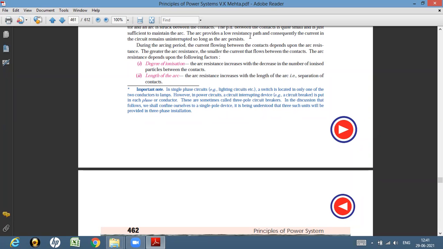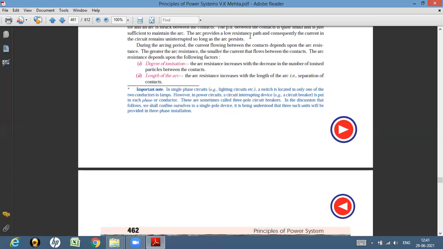So to increase the resistance, there are three important terms that you should keep in mind. Number one will be the degree of ionization, number two will be the length, and number three will be the area of cross section. The length of the arc I have already explained to you: if you increase the length between the moving contact and the fixed contact, the length will increase, and since this length is directly proportional to the resistance, the arc resistance also increases. And when this arc resistance increases, the current decreases, and by virtue of this, the arc will be quenched within the minimum possible shortest time.